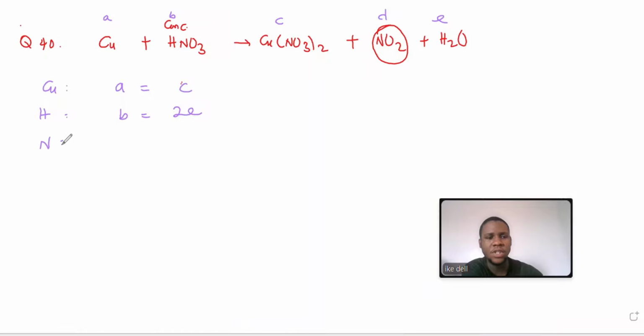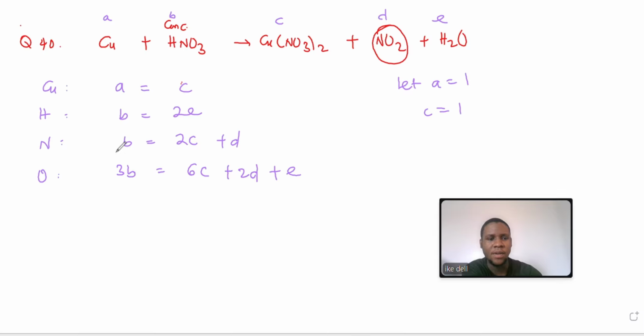Comparing the next one, nitrogen, I would have B equals 2C plus D. Comparing the next one, oxygen, I would have 3B equals 3 times 2, which is 6C. What else do I have? I have 2D, and I also have E. That's a lot. Okay, so let A be equal to 1 so that I can say that C should be 1.